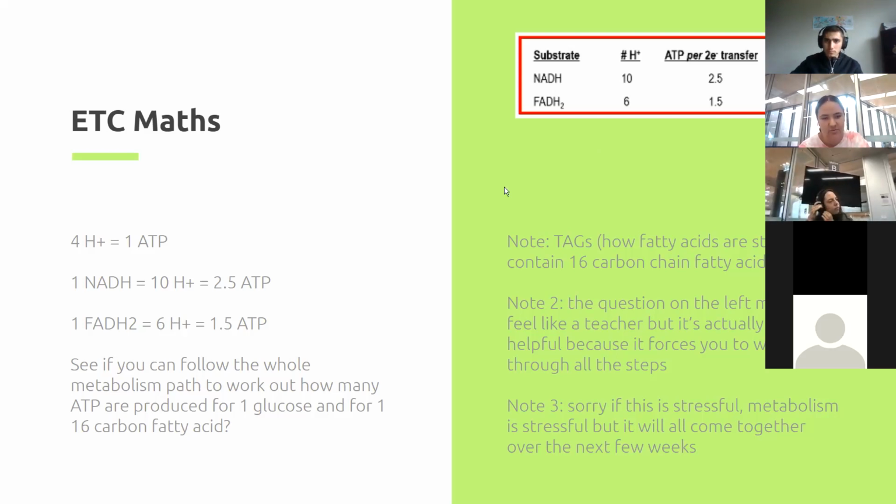See if you can follow the whole metabolism pathway to work out how many ATP are produced for 1 glucose and for 1 16 carbon chain fatty acid. The reason it's 16 is that TAGs are stored with 16 carbon chain fatty acids. A couple of other notes. Sorry, it makes me feel like a teacher reading this out. But it's actually helpful to go through it all, because that means you know all the equations and understand where everything's going.